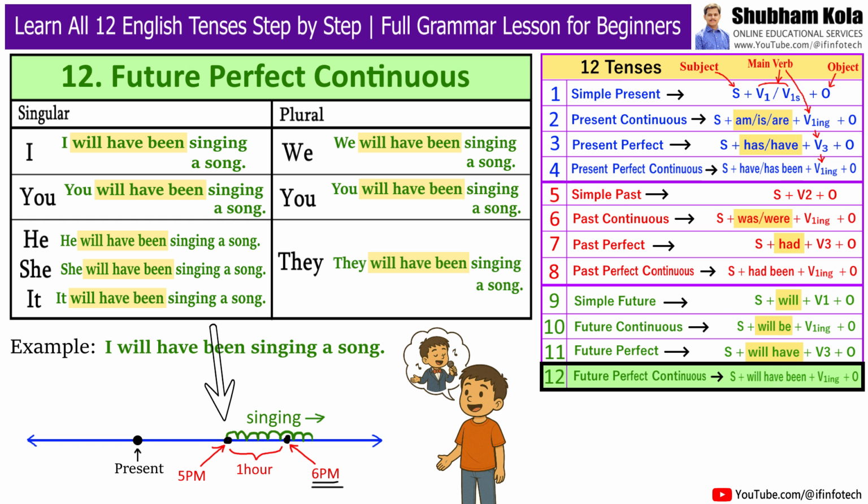See here, I will start singing at 5 pm tomorrow, continue singing non-stop. By 6 pm, 1 hour will have passed. So you say, I will have been singing a song for 1 hour by 6 pm. This sentence shows the action singing will be happening for a duration of time and will almost reach its completion at a future point.